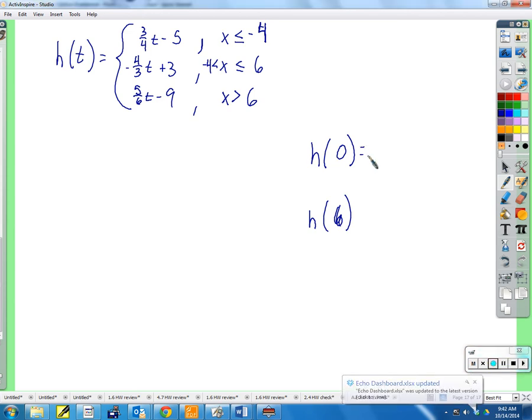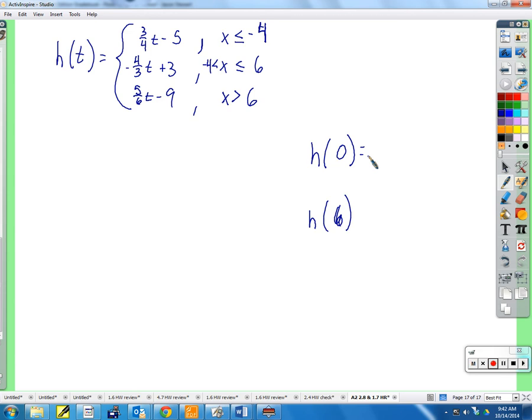Okay, so when we have a piecewise function and we're supposed to evaluate it for a certain value of x, figure out what the function is worth, the output, when we put in a certain input, we have to decide which of the functions we are going to use. We don't put in all three. Only one function will take any particular x. So which function do we use for h of 0, to plug 0 in for x?